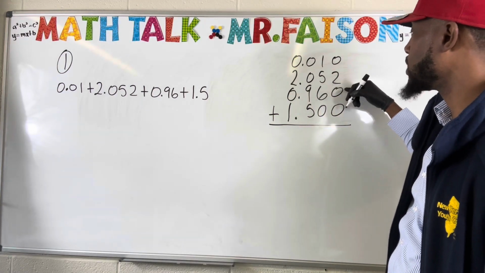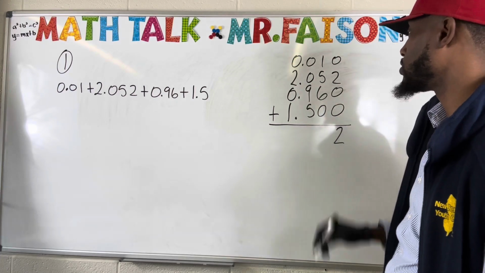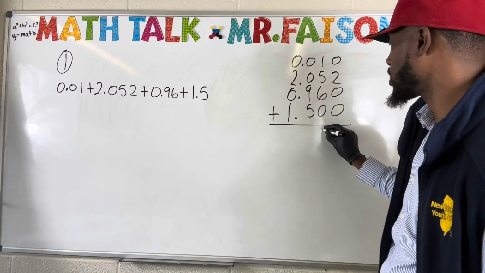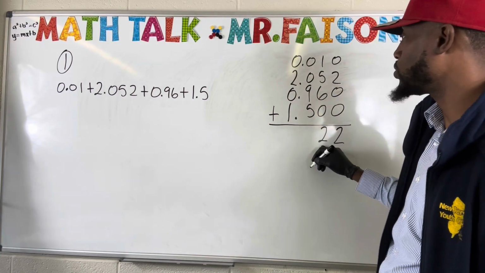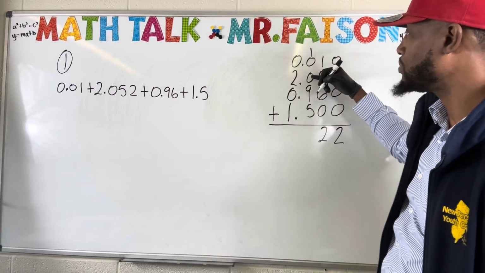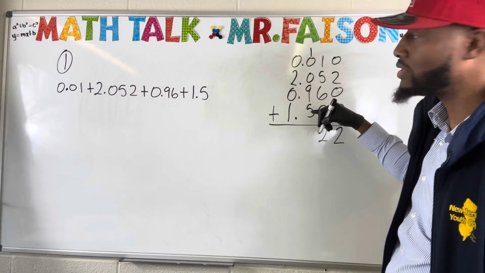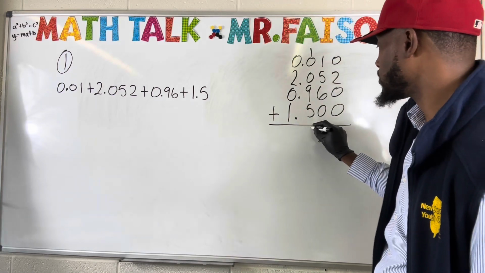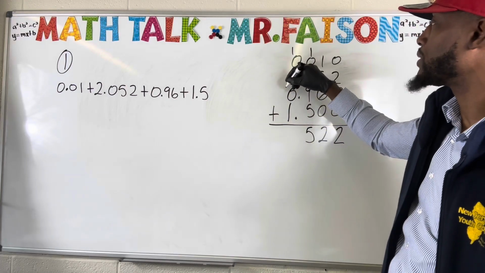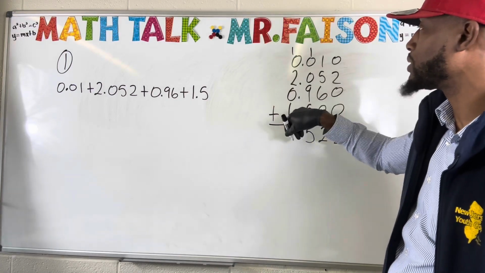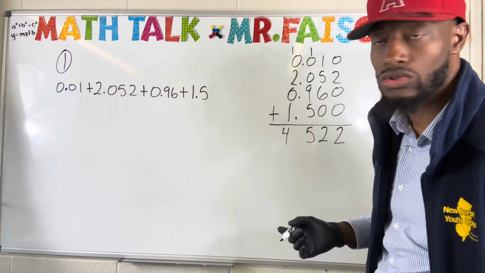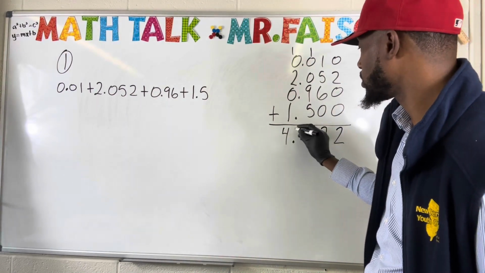0 plus 2 plus 0 plus 0 is 2. All right, 1 plus 5 plus 6 is gonna give me 12. Put the 2 down, carry the 1. All right, 1 plus 0 plus 0 plus 9 plus 5 is going to give me 15. Carry the 1. All right, 1 plus 0 plus 2 plus 0 plus 1 is going to give me 4. And we had our decimals lined up. So we just bring the decimal on down.